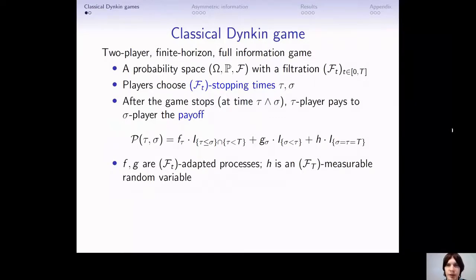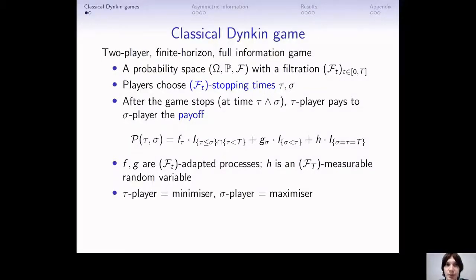Then the tau player, the one who chose tau, pays to the sigma player the following random quantity, P. Note that this payoff depends on who stops the game first and on whether the stopping happens before the terminal time capital T. Indeed, you can see that, for example, if tau is smaller or equal than sigma and is smaller than capital T, then the payoff is determined by the process F, while if sigma is smaller than tau, the payoff is determined by another process G.